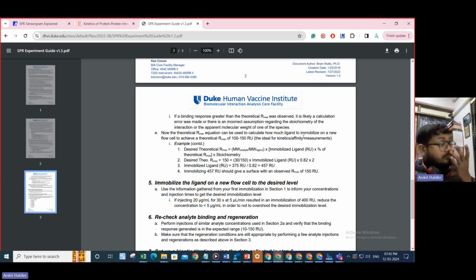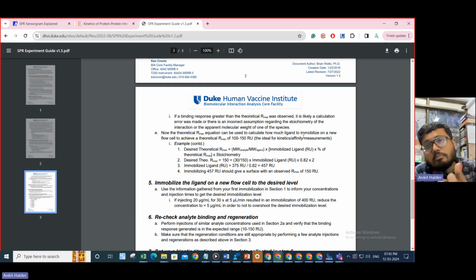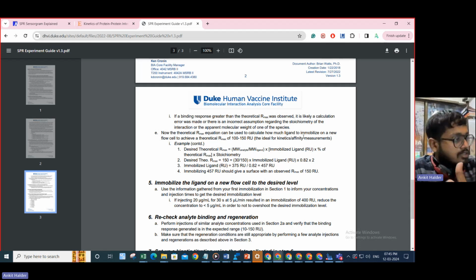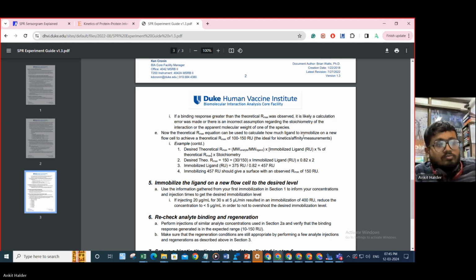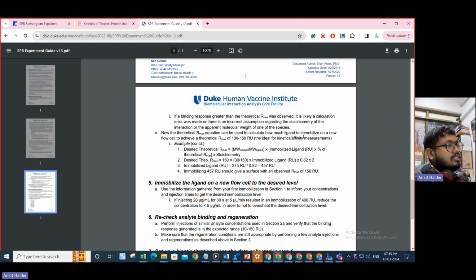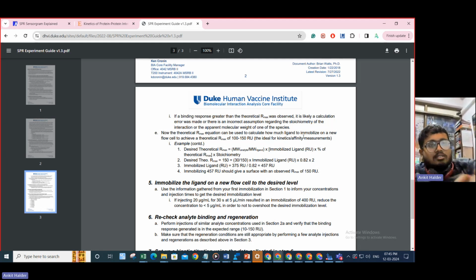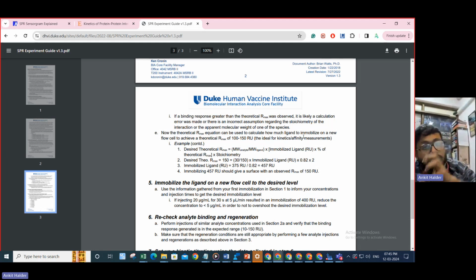That interaction we are getting should be less than the theoretical Rmax, it cannot be more than the theoretical Rmax. If it is more than the theoretical Rmax, then definitely what is happening is that we have miscalculated the stoichiometry, and that's why it is wrong. It is leading to a false result or false miscalculation of the theoretical ligands.